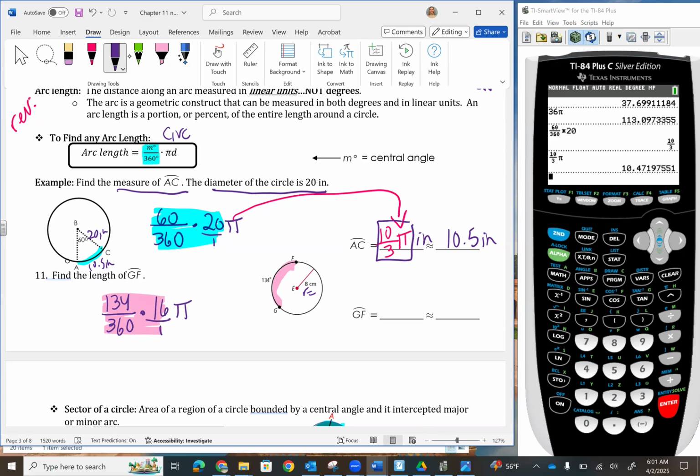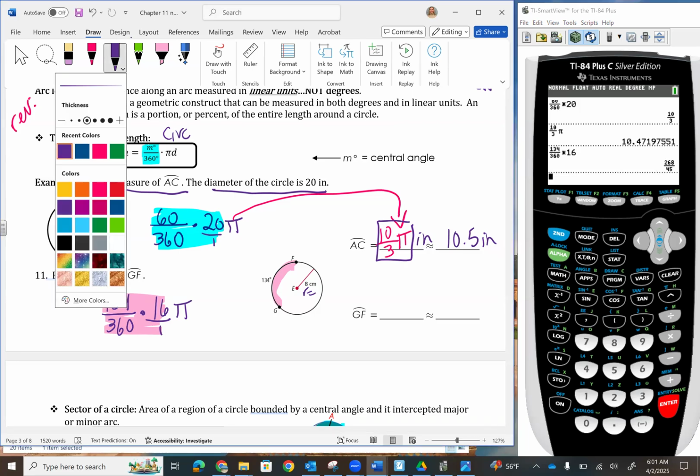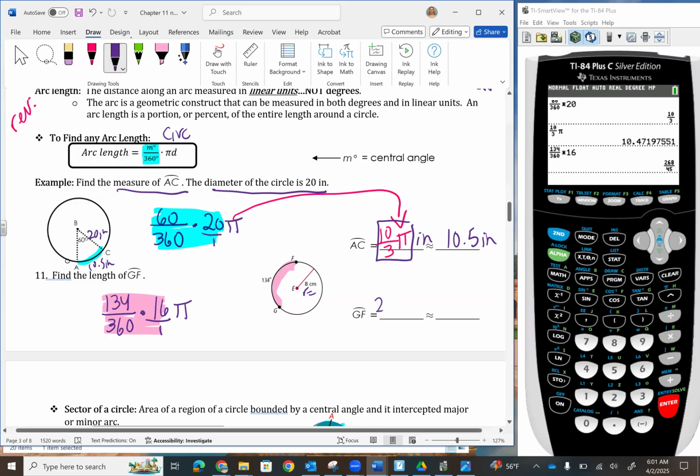And so I do have a calculator, so I'm going to show you how I do it. And then 134, alpha y equals, enter gives you the fraction. And just type the numbers in. And you can put 16 over 1 if you need to. This is 268 over 45 pi. And then that's going to be inches. Nope, lies. It's going to be centimeters.